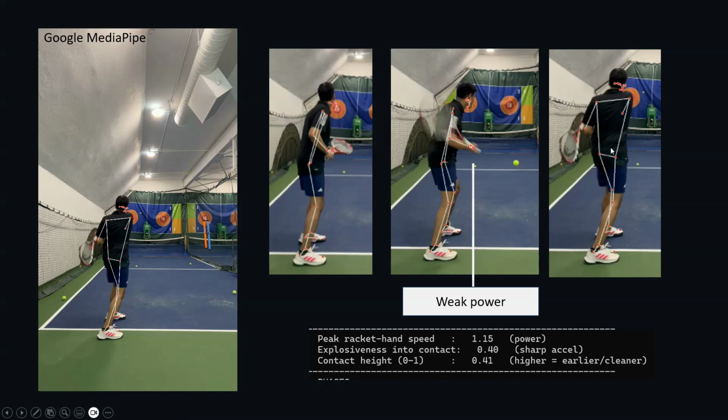And if you look at the frame by frame on the right-hand side, you can see that me, in a very tired state last week, was shooting the forehand with very limited power. You can see that my peak racket hand speed was only 1.15. And this is measured by using not only the Google Media Pipe, but also some custom written Python code to translate these elements into actual meaningful results.